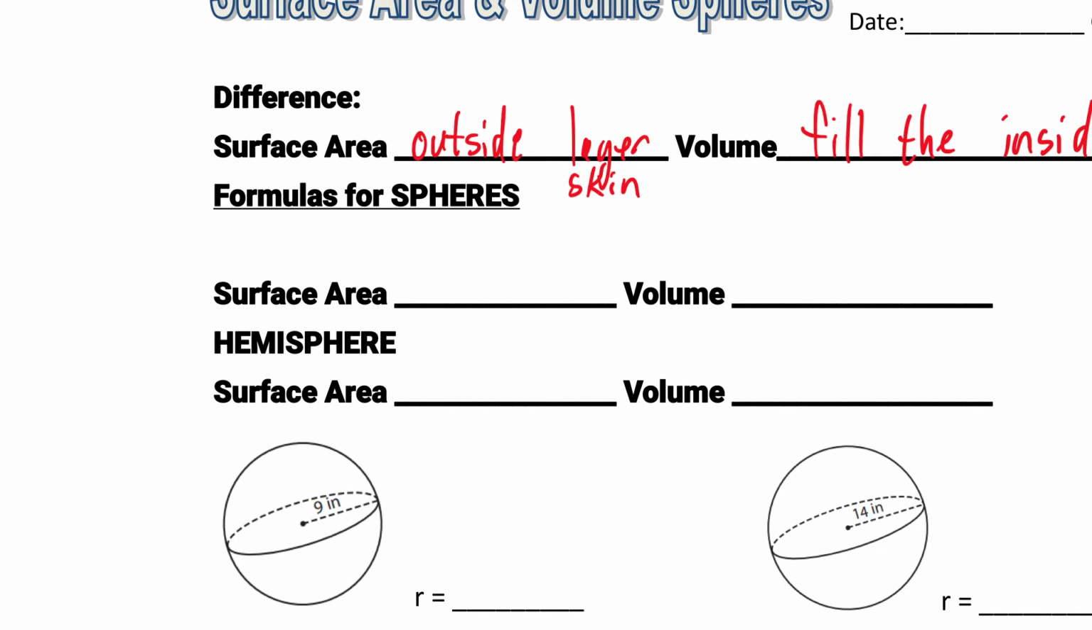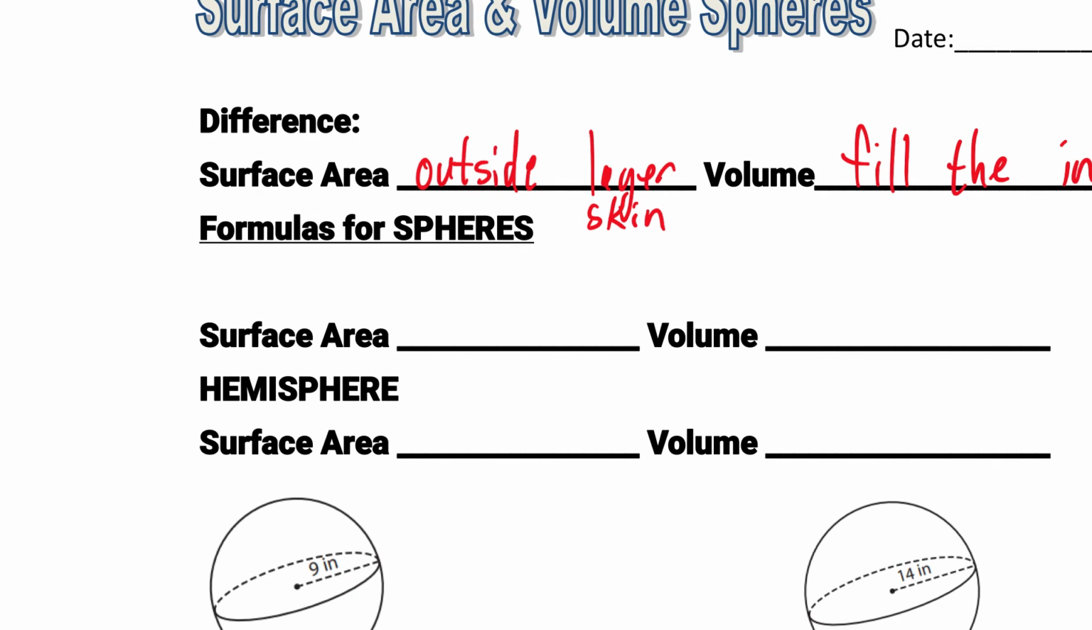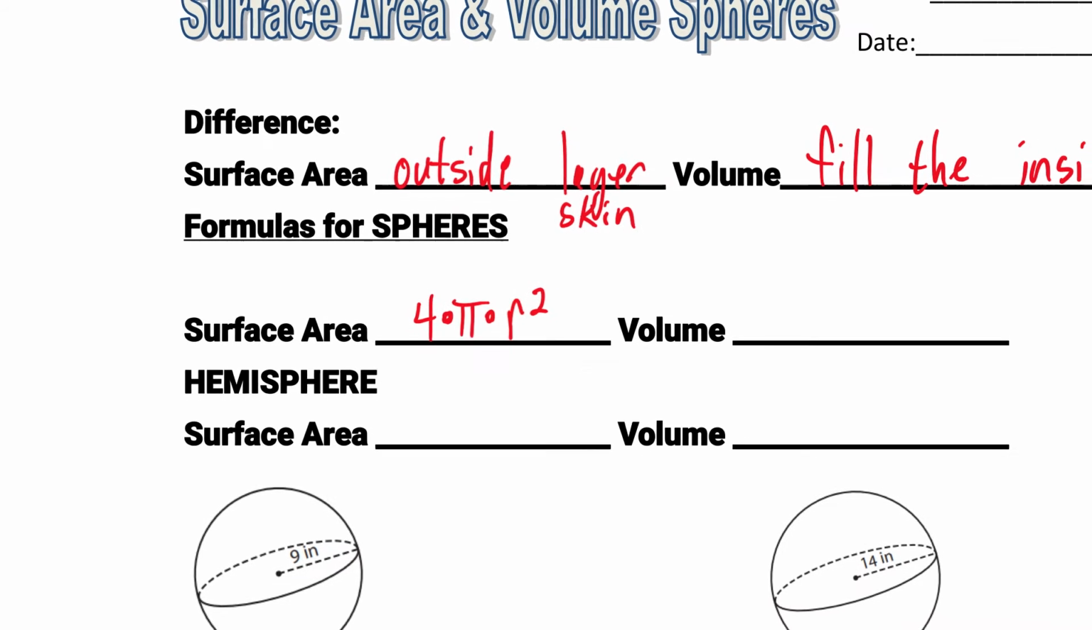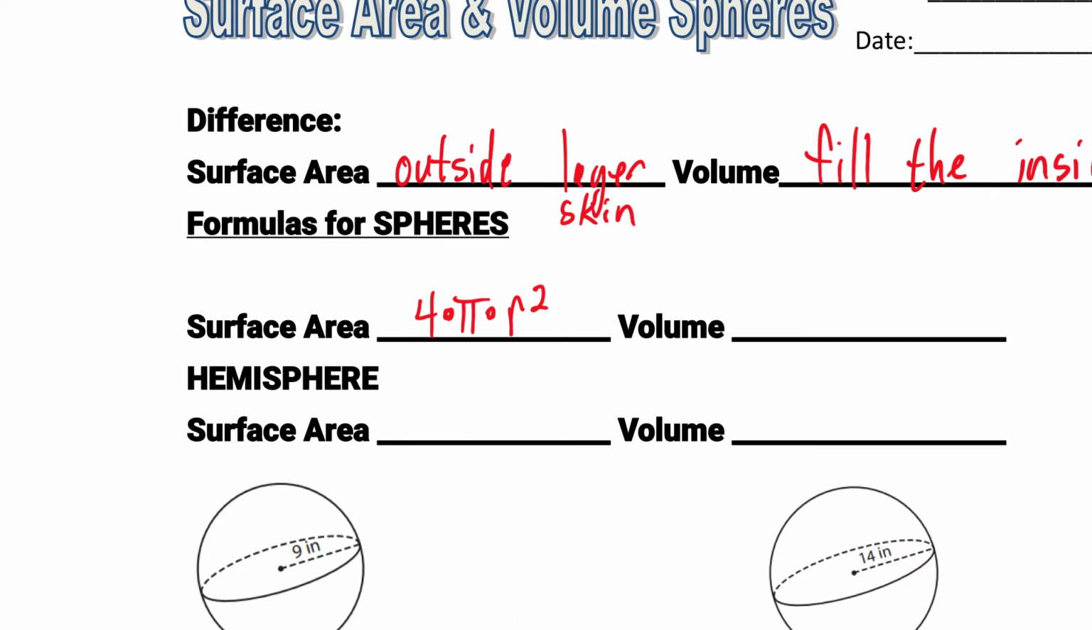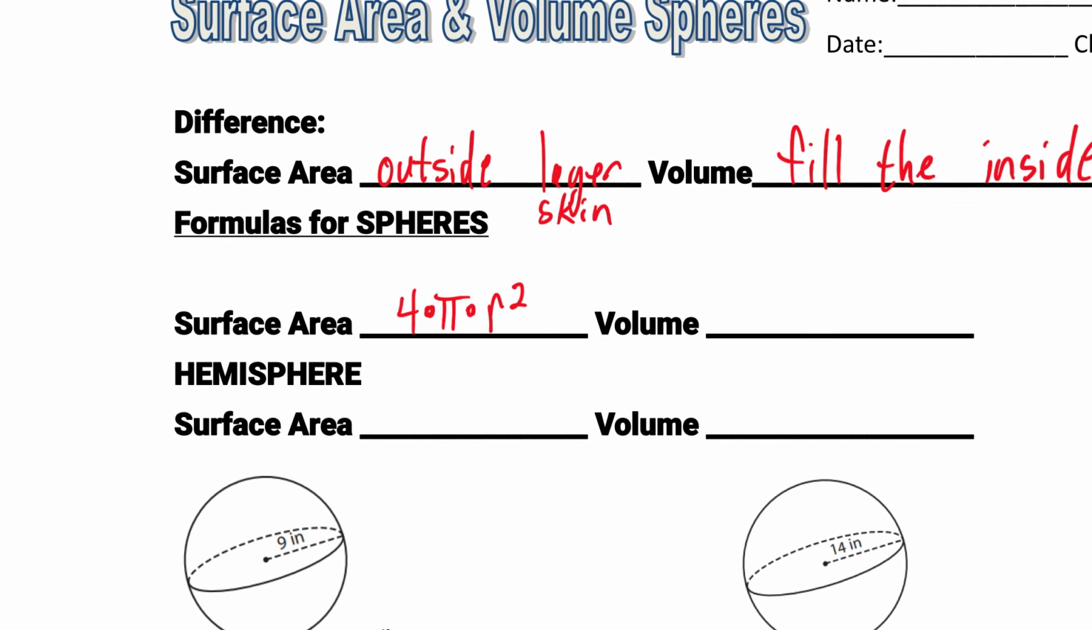Okay, so for a sphere, the surface area formula is 4 pi r squared. 4 pi r squared is how you find surface area of a sphere. Now the way you find volume is 4 pi r cubed divided by 3. Notice on this one, on the radius, we put a 3 up here to the third power. Okay, so this is for a sphere.